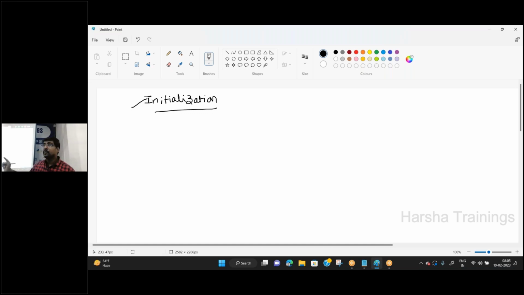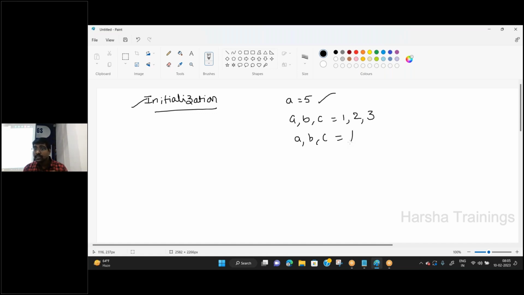Now, under this variable, we discussed single value assignment like this. Then A comma B comma C is equal to 1 comma 2 comma 3: multiple values into multiple variables. Now A comma B comma C is equal to 1: a single value to multiple variables. These are the different ways of initializing values to variables.